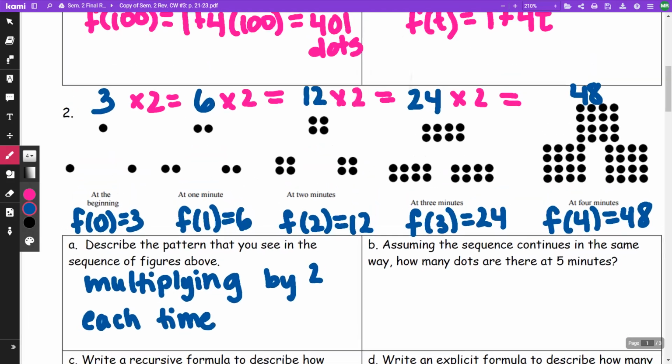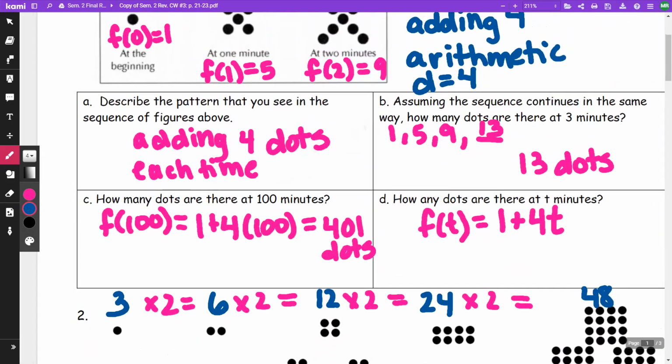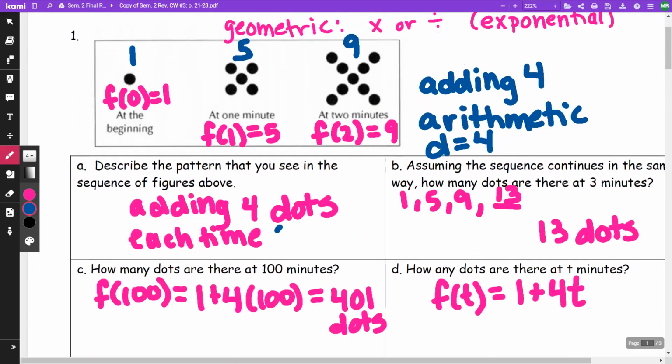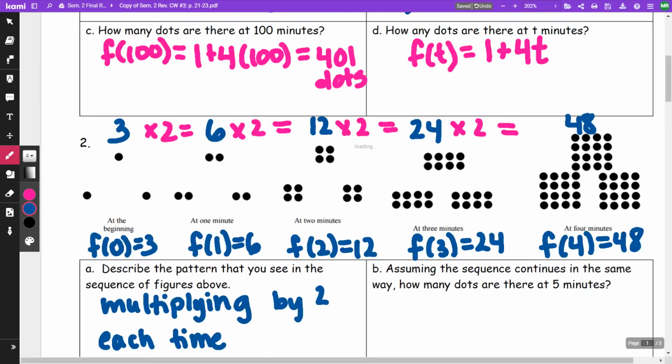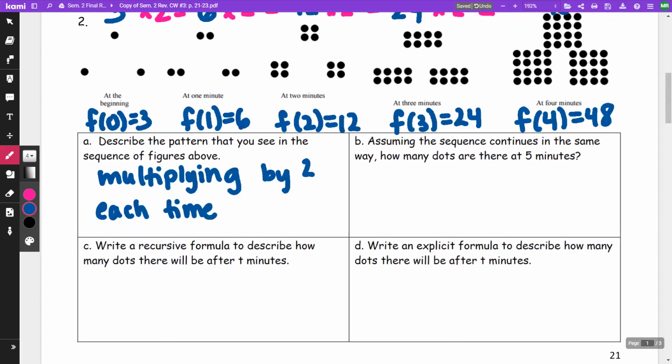And let me just do this up here. When I said I was adding, that meant that this is arithmetic. And this one here, when I am multiplying, that means that this is geometric.